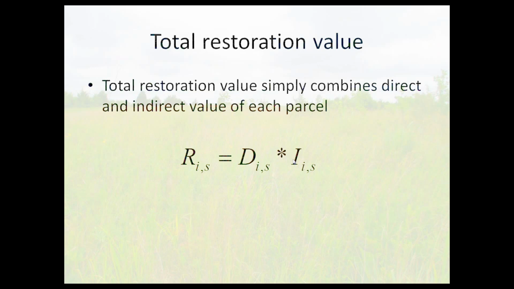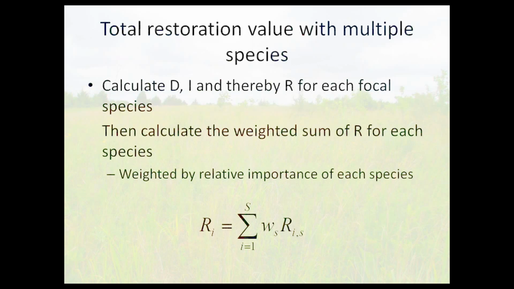Now, so far, this only considers the benefit of a single species. So we've looked at a single species, and we've looked at the change in occupancy directly and the change in occupancy indirectly. To incorporate multiple species, we simply need to calculate the direct value and indirect value, and thereby the biological value or the conservation value for each focal species that may or may not be at a site, for each species that we're concerned about. And then we can calculate the sum of the biological value by various means.